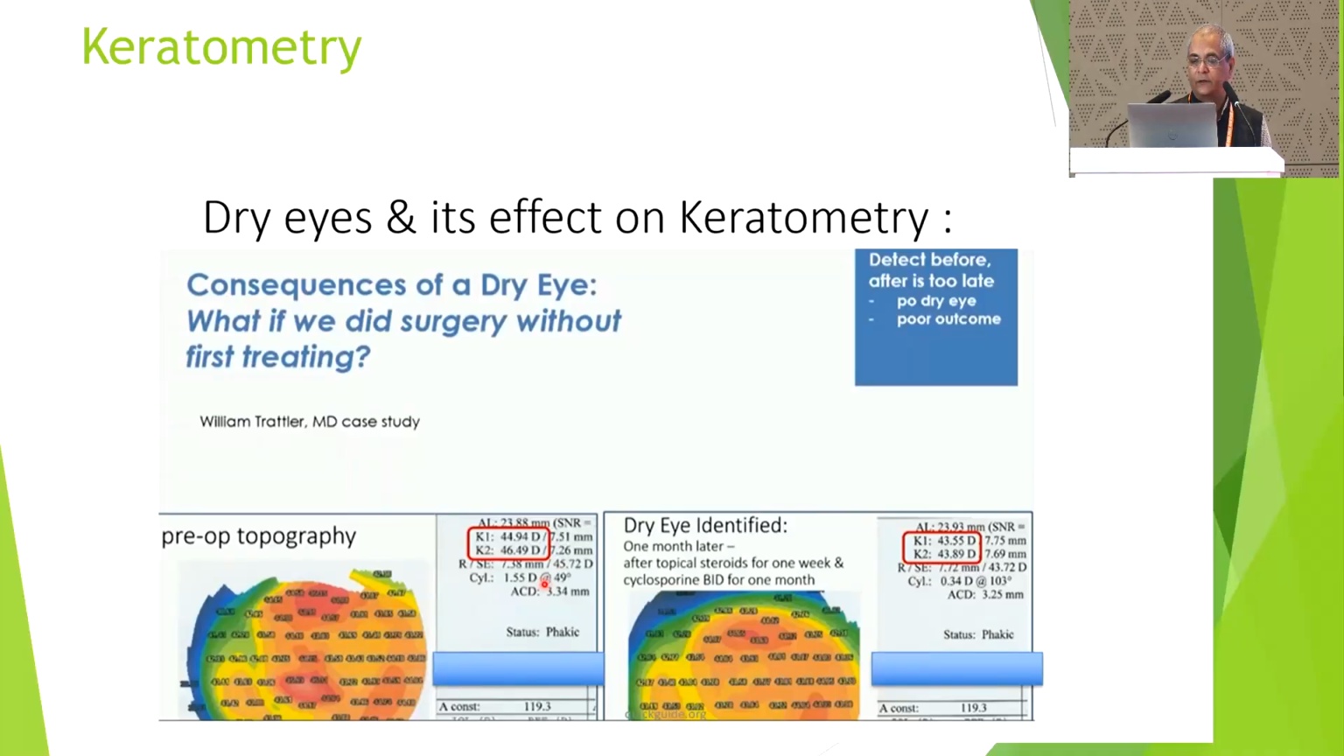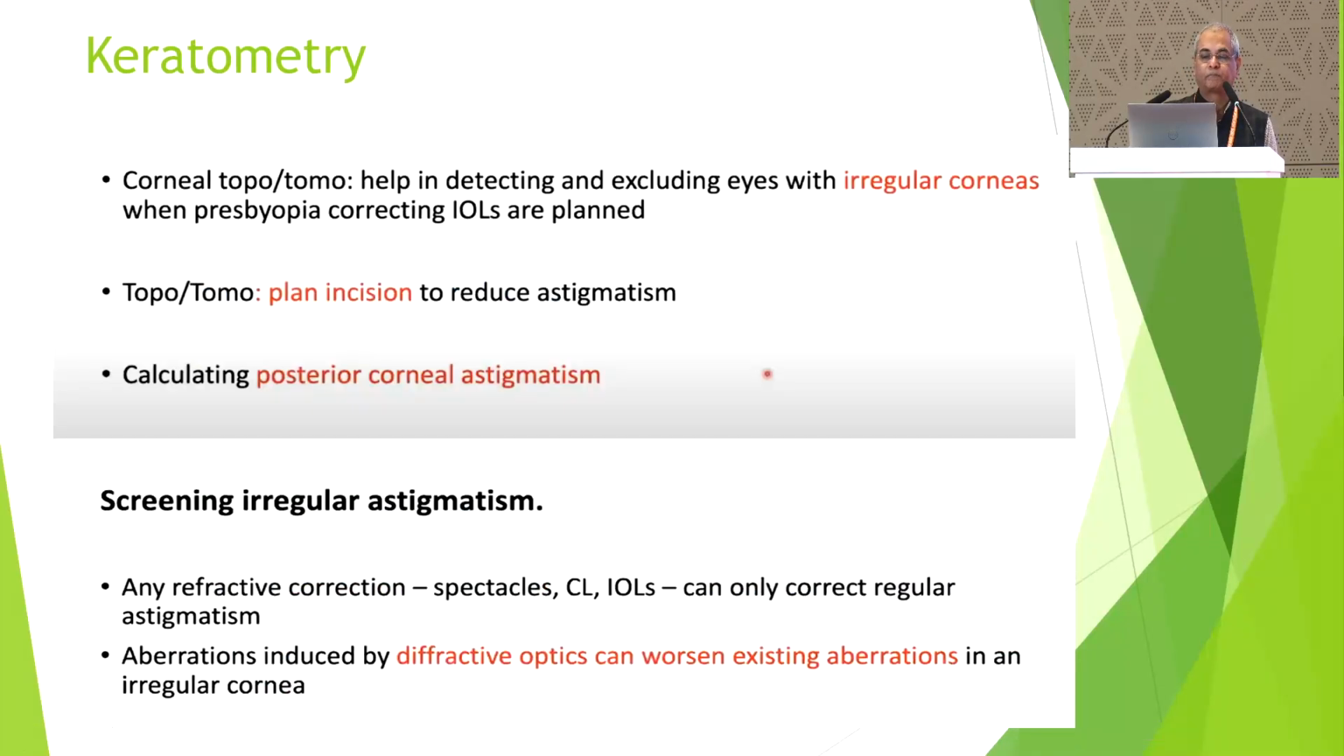Dry eye, as Dr. Arvind was talking, it is very important to look into the dry eye because it itself changes the cylindrical power. So in this case, the same patient, the cylindrical power of 1.5, after treatment comes to around 0.3. So this is a very important factor when you are going for higher end lens.